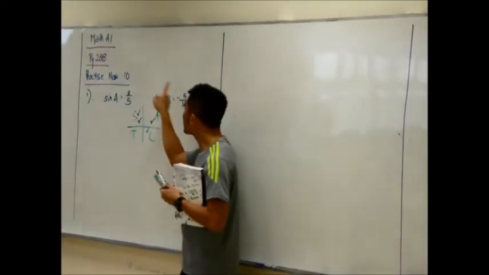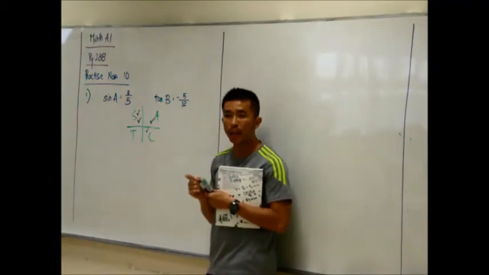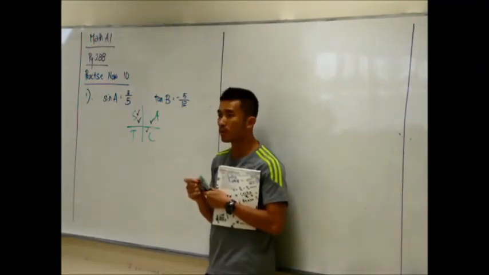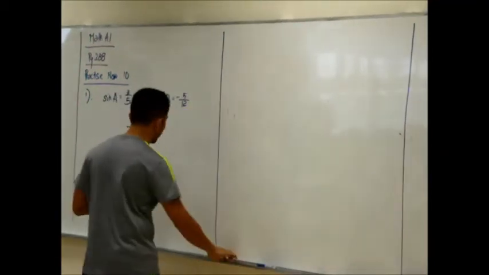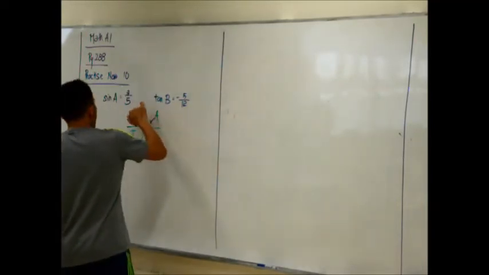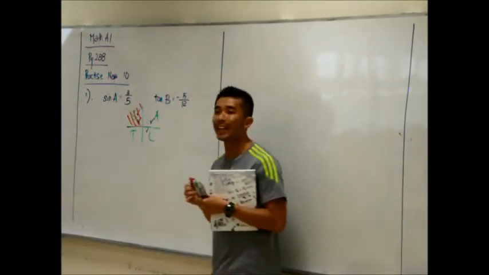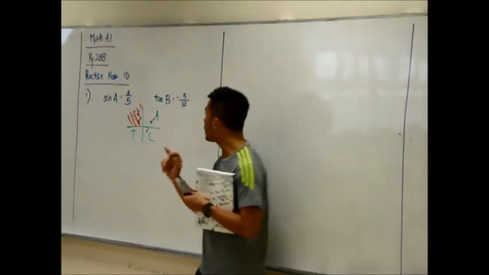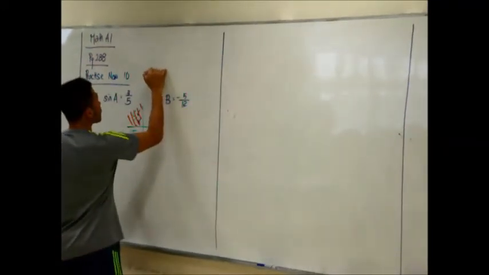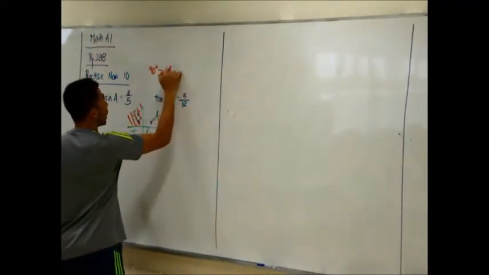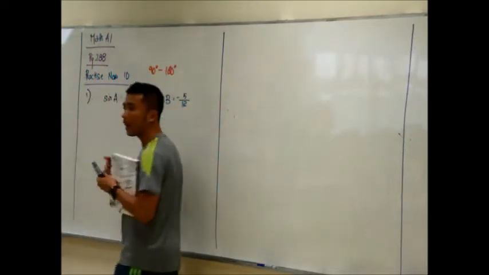So now, it must satisfy both conditions. Am I right to say that? So which quadrant do we choose? Second quadrant. So I'm going to shade the second quadrant. You must tell yourself both A and B lie in the second quadrant. Second quadrant means it must be from 90 degrees all the way to 180 degrees. Am I right to say that?